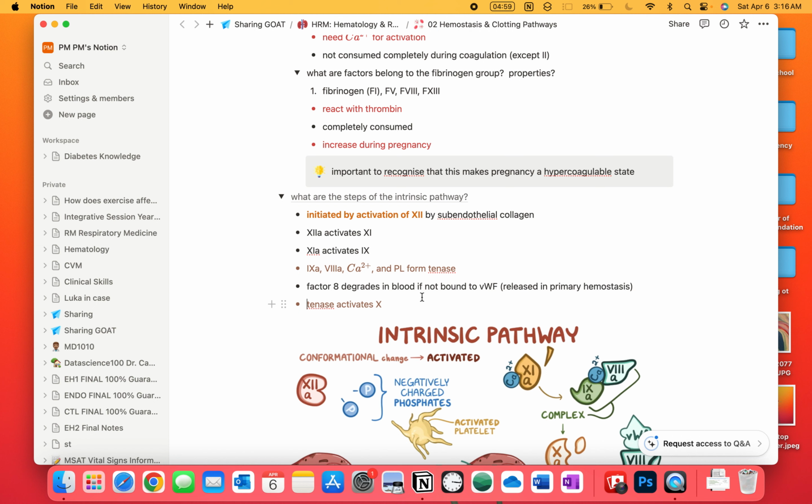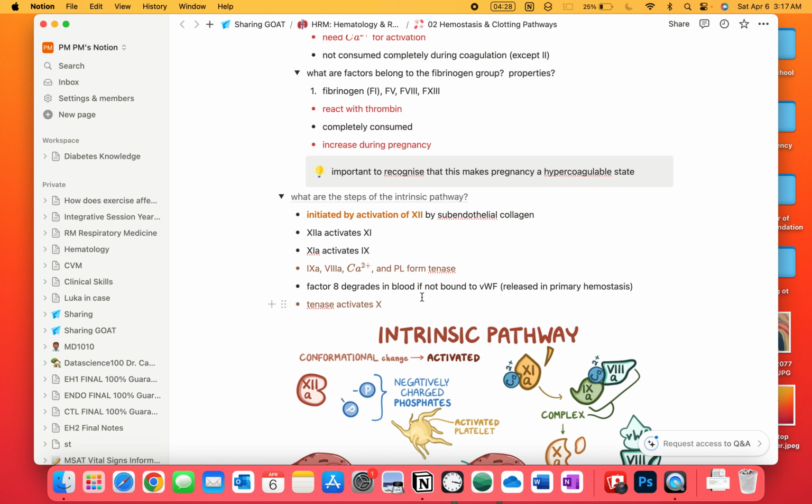Well, in the extrinsic pathway, E is for extrinsic. 3 also has an E in it. 3, 7, 10. 3 plus 7 is 10. Therefore, you can't have the 10 in the intrinsic pathway. And you start off at 12.